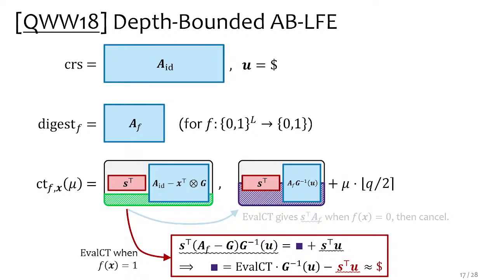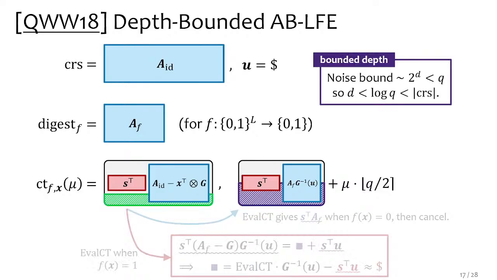And let's see why this scheme is depth-bounded. It's very simple, because the noise grows exponentially with the depth, so the noise bound is 2 to the d. And 2 to the d had better be smaller than the modulus of these matrices. And since the CRS contains at least one element from Z_q, therefore the depth will be smaller than the length of the CRS. So how can we get unbounded depth? In FHE, we know that we can reduce the noise during our evaluation. And it's the same idea here. We can try to reduce noise to achieve unbounded depth evaluation.